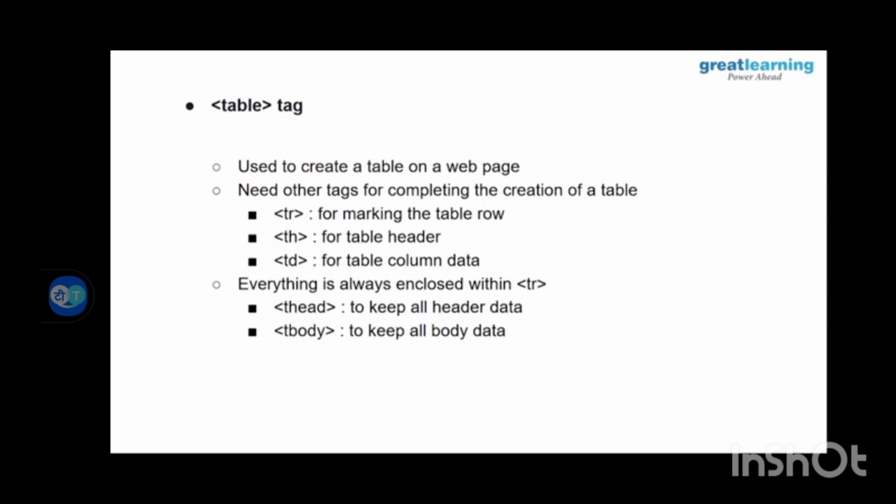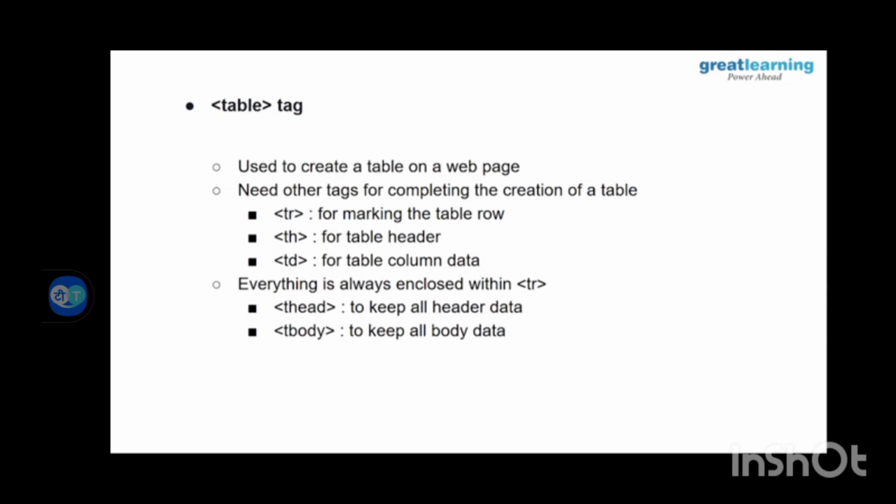Then you have the table headings, right? TH tag for the table heading, and then TD tags for the table column data. So we are going to use these tags one by one, and also everything is enclosed within this TR tag, the table row tag. And in that we have two things: table heading to keep all the header data, and table body to keep all the body data. The entire table is created within those two tags, that is T head and T body.